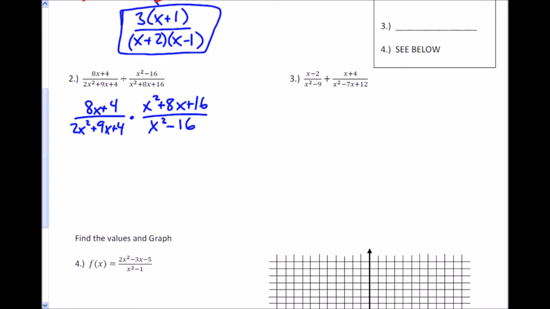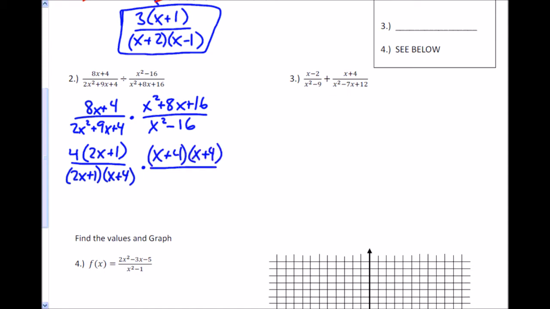I factor everything completely. So here I can factor out a 4, leaves me the 2x plus 1. Again, down here, I would probably take this off to the side. But when I do, I'm going to find out, let's see, that that's going to factor into a 2x plus 1 and an x plus 4. Okay? Over here, this is going to be an x plus 4 and an x plus 4. The denominator, this is a difference of squares, so that's x plus 4 and x minus 4.